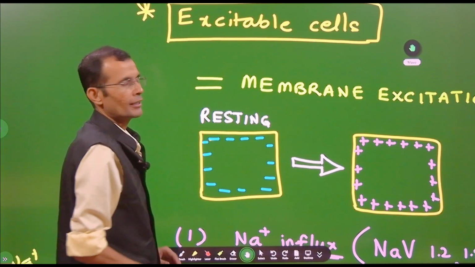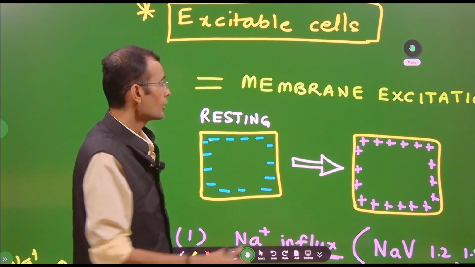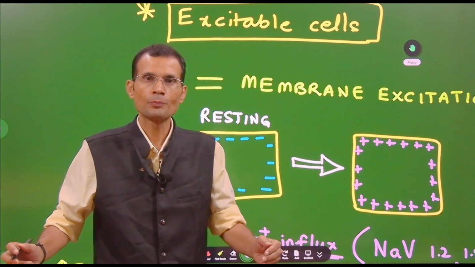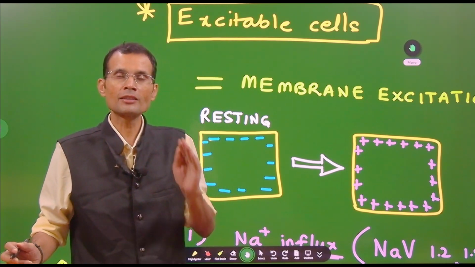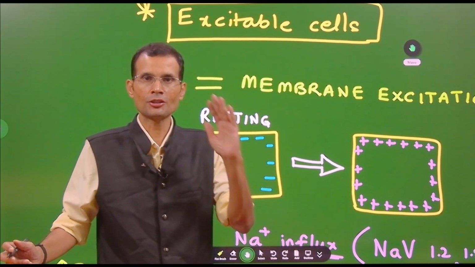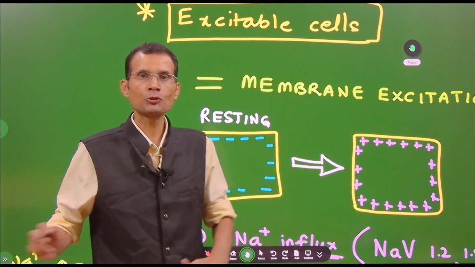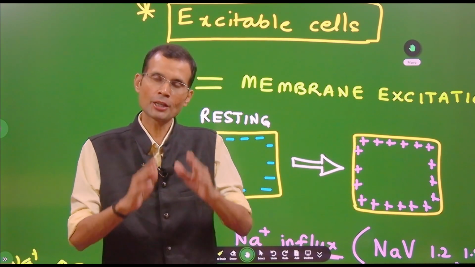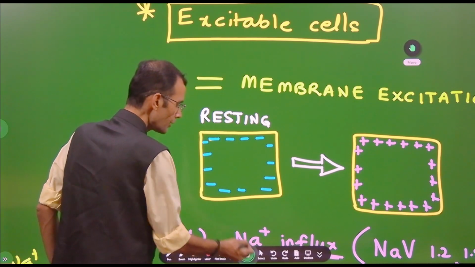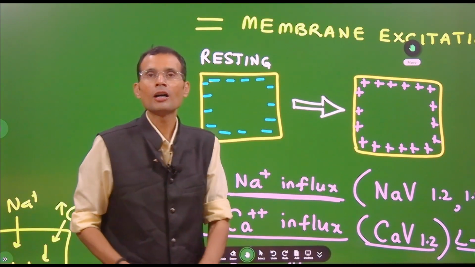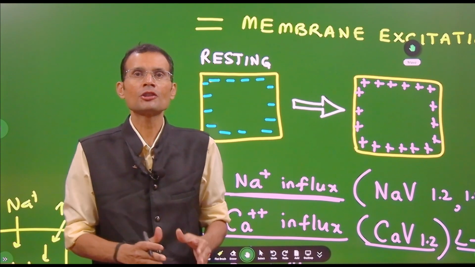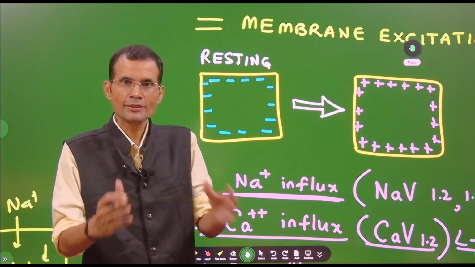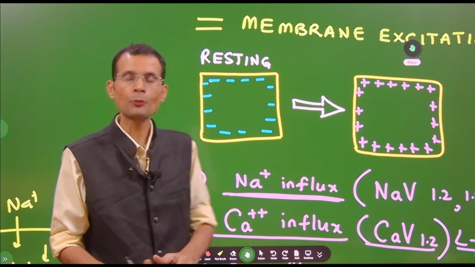So here is a resting cell. Now if the inside of the membrane becomes positive, this is called membrane excitation. And whichever cell shows this event is called an excitable cell. Point number one. Now, which cell shows this kind of membrane excitation? We will see that in a while, with the various ways.